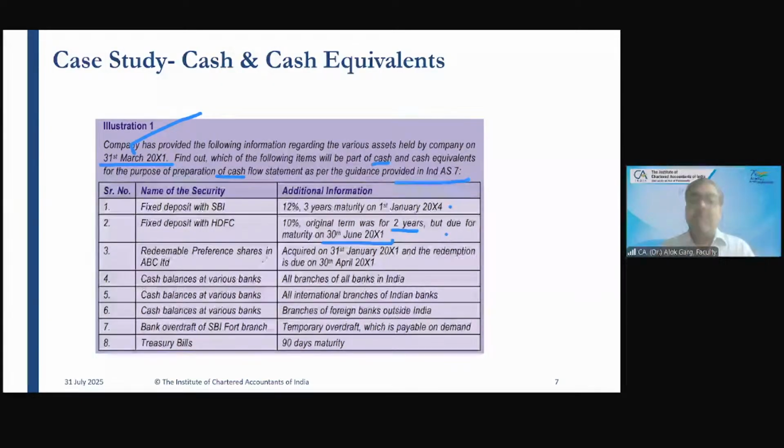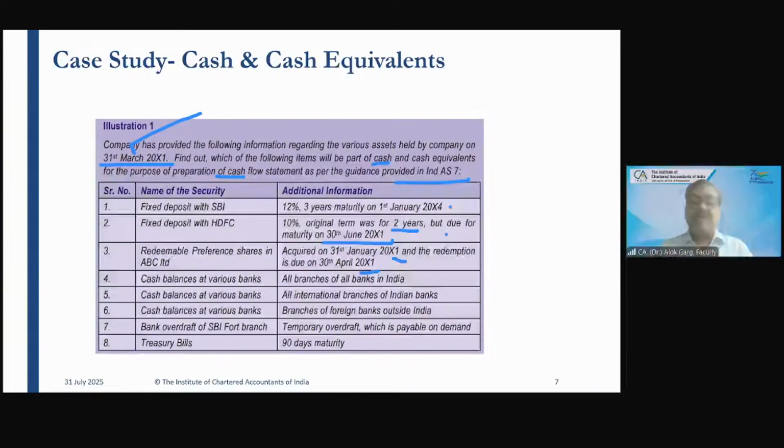Okay. Redeemable preference shares in ABC Limited, acquired on 31st January 2001, and the redemption is due on 30th April 2001. The original maturity is 3 months. Yes, sir, it is a cash and cash equivalent because it's less than 3 months from the date of acquisition.